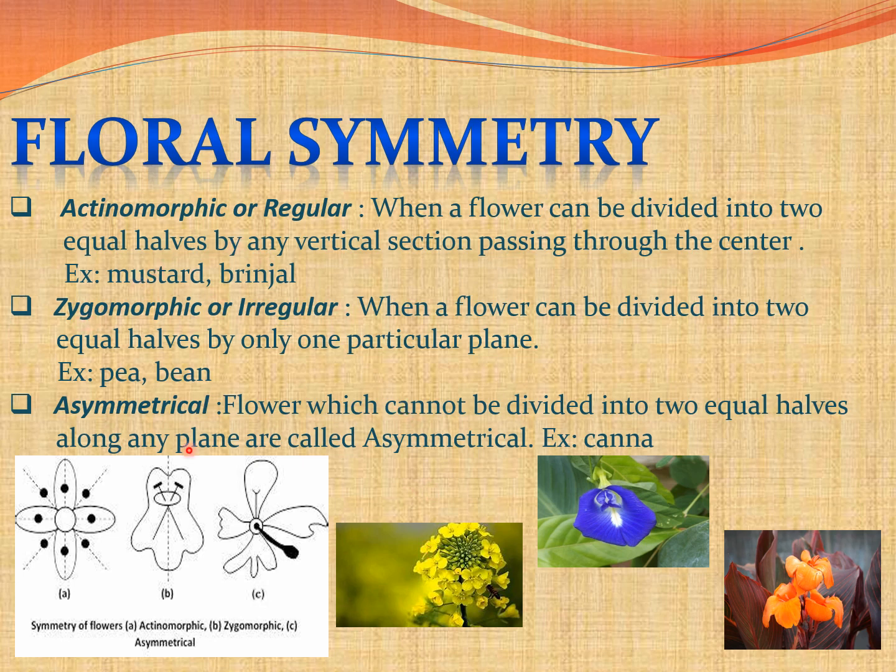Second type of symmetry, as in pea and bean, is zygomorphic. The flower can be divided into two equal halves only by one plane, no more planes. Third is asymmetrical: a flower which cannot be divided into two equal halves by any plane, as in the canna flower, C-A-N-N-A, canna.